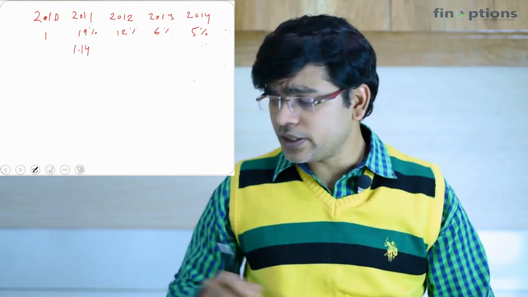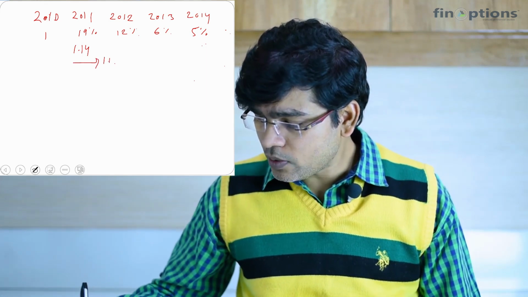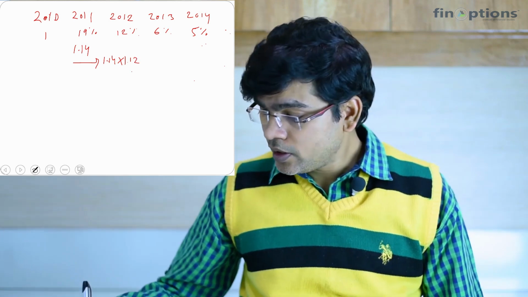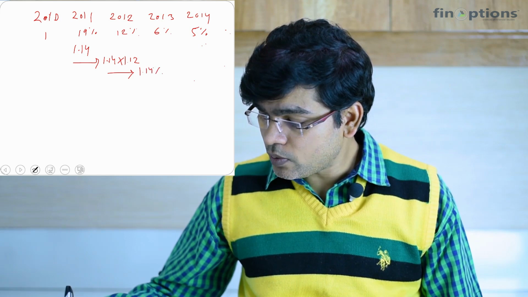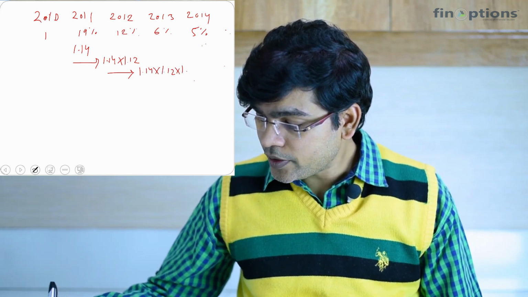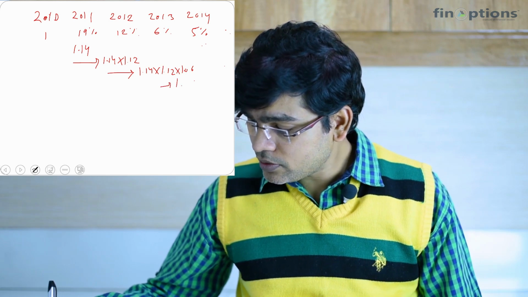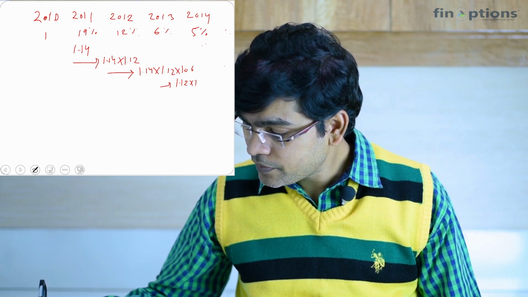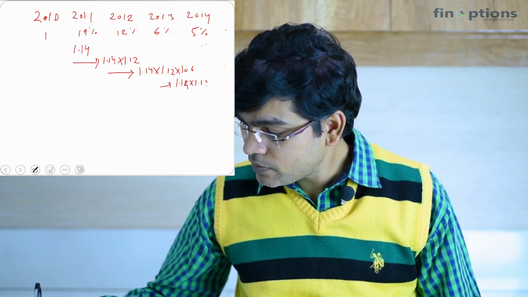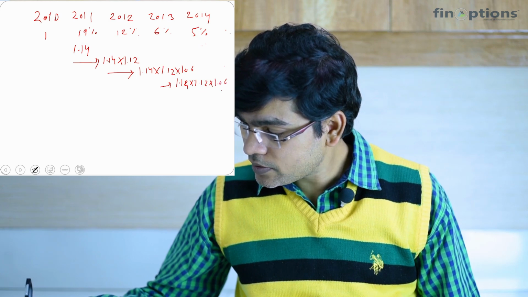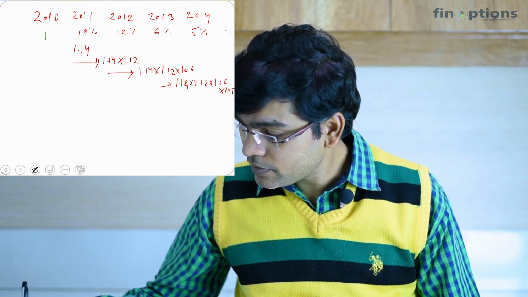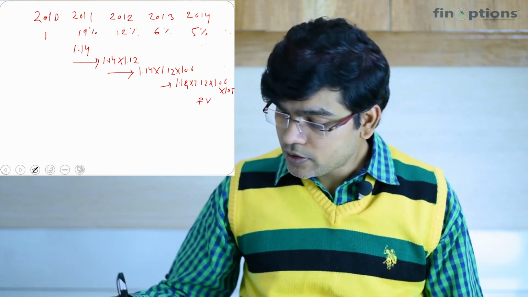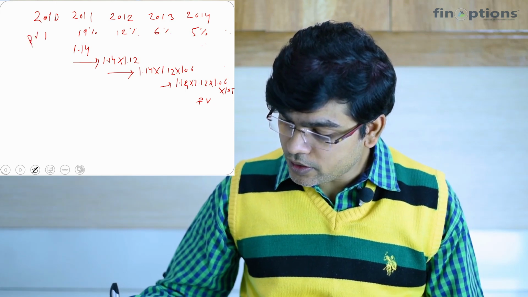Next year, if you do not withdraw the return, you'll get this 12% on this 1.14. So it is 1.14 multiplied by 1.12. Next year, this will be on 1.14 into 1.12, into 1.06, and on. So you finally end up at 1.12 into 1.12, into 1.06 into 1.05. So this is basically the future value that you have got by investing, let's say, $1 today.